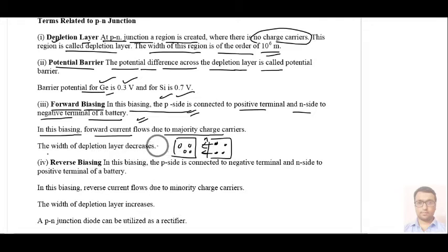However, for minority carriers you can consider some electrons over here, and in n-type also you can consider one or two holes present like this. I mean to say there is a very small number of them, which are called minority charge carriers. Then we have reverse biasing. In this biasing, the p side is connected to the negative terminal and the n side is connected to the positive terminal of the battery. In reverse biasing, current flows due to the minority charge carriers.